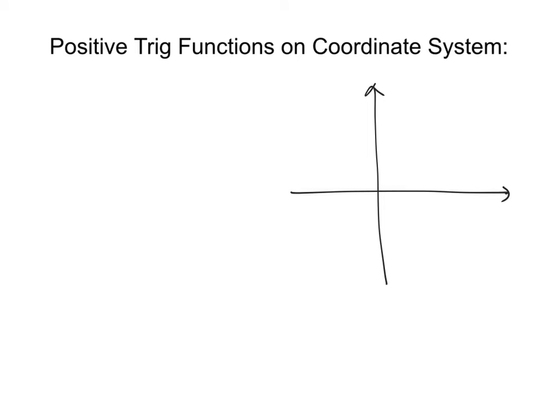Okay, so what we're going to do is label our coordinate system. Remember, this is the first quadrant, second quadrant, third quadrant, and our fourth quadrant. What I want you to do is label the coordinate by its positive and negative x and y values. So in the first quadrant here, they're positive, positive, right? X is positive, y is positive.